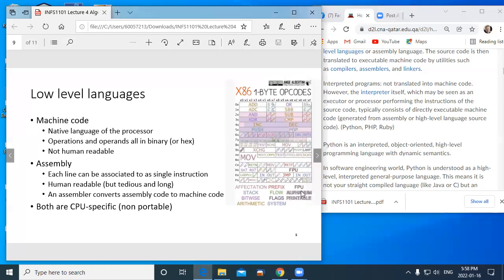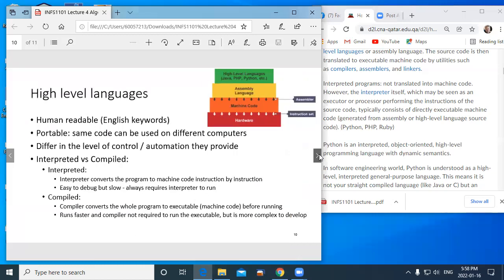And how are we doing here? Are we just about done? Yeah, high-level languages. So I've already mentioned a few high-level languages: C, Java, Python, Fortran, COBOL, all of these high-level languages.